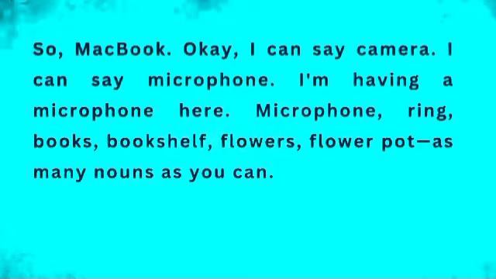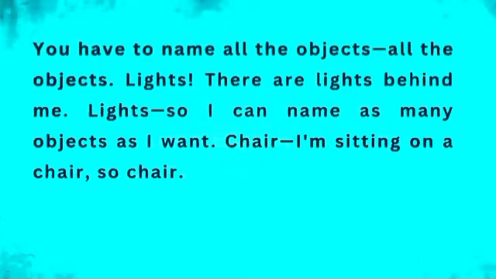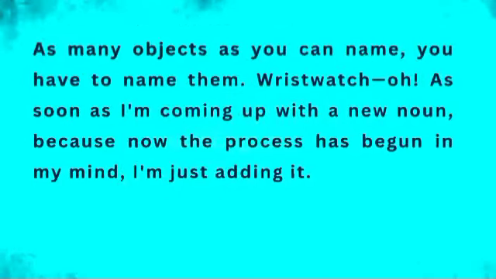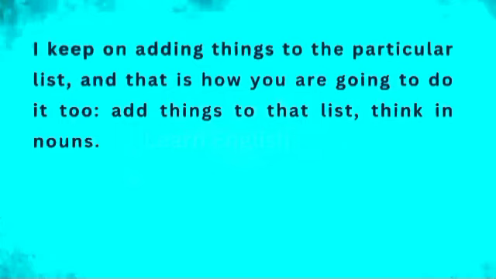Microphone, ring, books, bookshelf, flowers, flower pot. As many nouns as you can. You have to name all the objects. Lights. There are lights behind me. So I can name as many objects as I want. Chair. I'm sitting on a chair. As many objects as you can name, you have to name them. Wristwatch. As soon as I'm coming up with a new noun, because now the process has begun in my mind, I'm just adding it. I keep on adding things to the list, and that is how you are going to do it too.